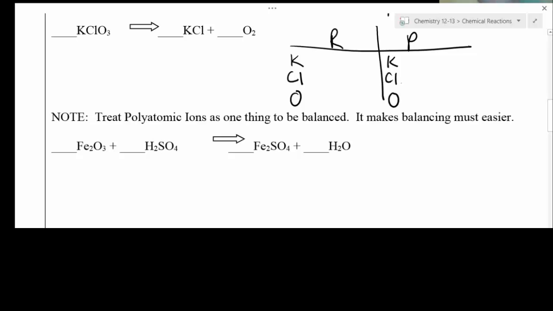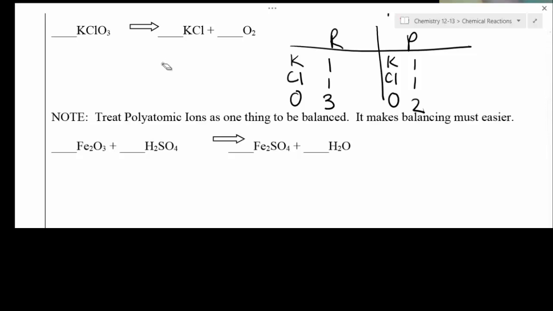Okay, now let's go ahead and count our reactants. We have 1 potassium, 1 chlorine, and 3 oxygen. So 1, 1, and 3. On the other side, we have 1 potassium, 1 chlorine, and 2 oxygens. So 1, 1, 2. Okay, so right now, the only thing that we need to balance out are our oxygens.